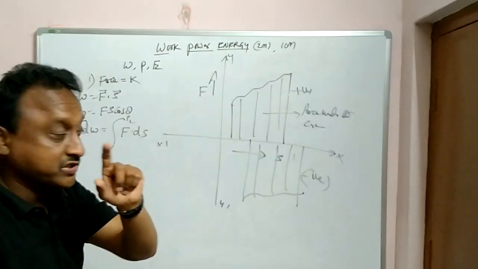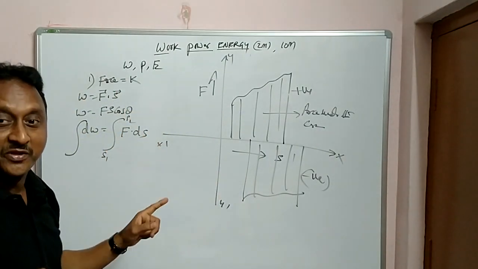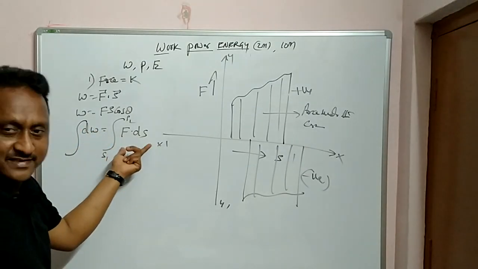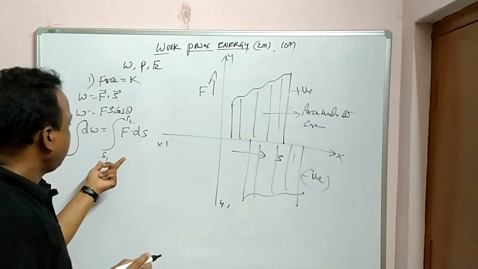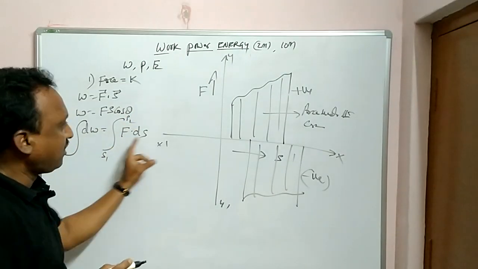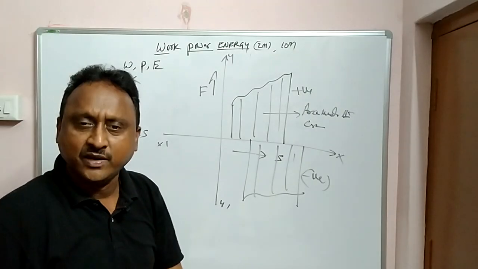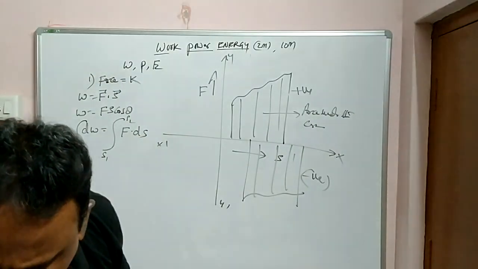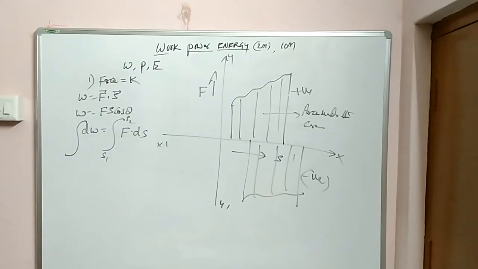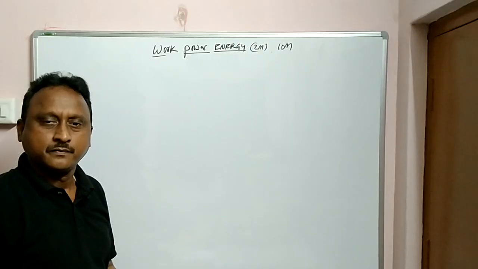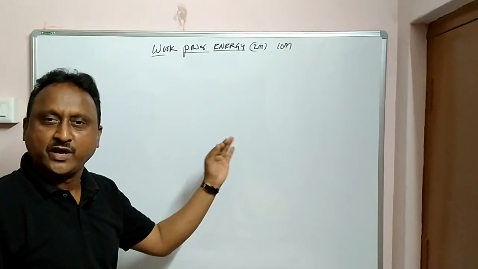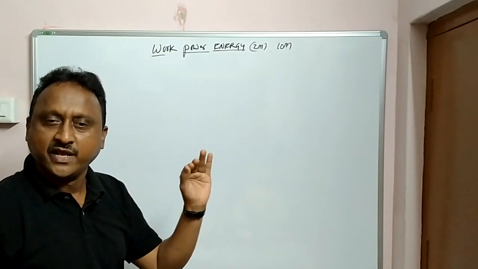So when a variable force is given, what to do is you should not do the dot product. Either you have to go integral dW equals F dx or F ds or F dr from s1 to s2 or x1 to x2 or y1 to y2. Okay, so this is how you can calculate work done by variable force. Okay, now let us go to the next case. Right, so we have studied different cases, work done by constant force and work done by variable force.